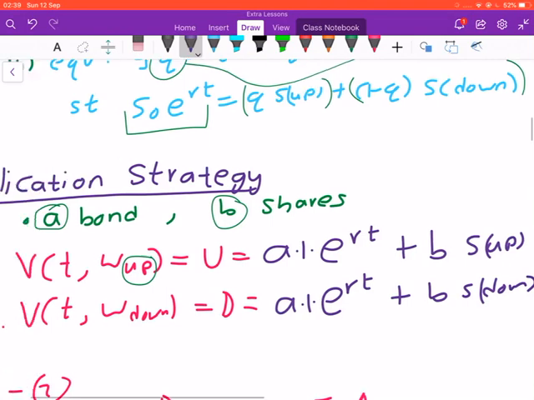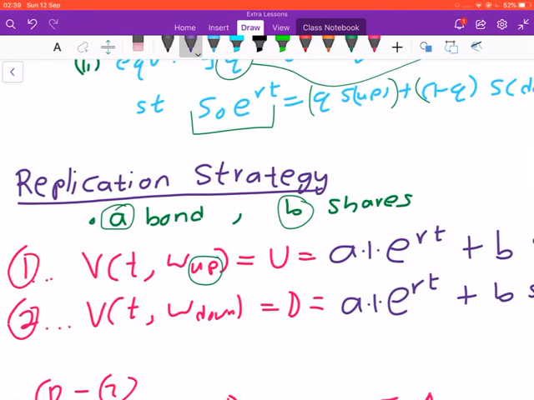So this is going to be for a down market. We will respectively call them U and D from now on, so keep that in mind. We are trying to find how many A bonds and B shares we should purchase. The number can be positive or negative: negative means we don't own the asset, we are borrowing it or short selling it.